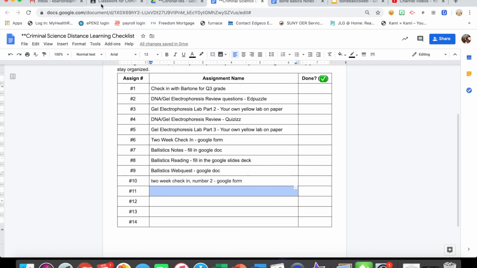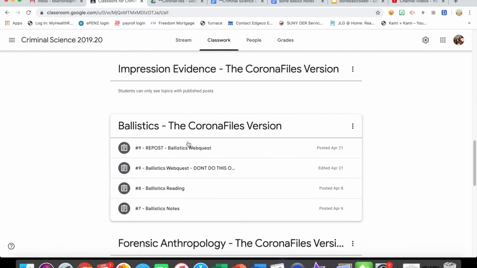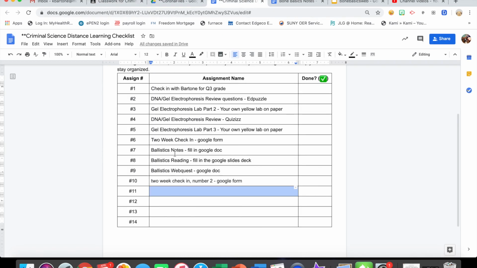Science Daily. Was that what it was called? I already forgot. Number 11, Science Daily article. So it was just an article I found about the use of forensic anthropology in the crime-solving world. So we'll put the Science Daily article, and for that you had to read the article and submit your answers to your responses in a Google form.